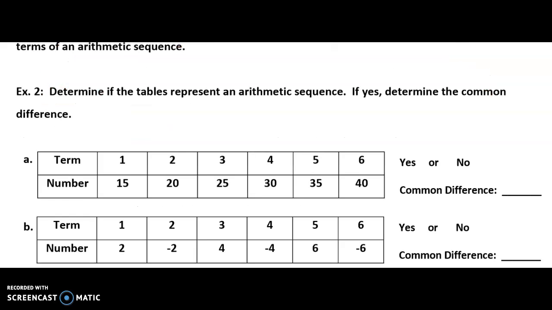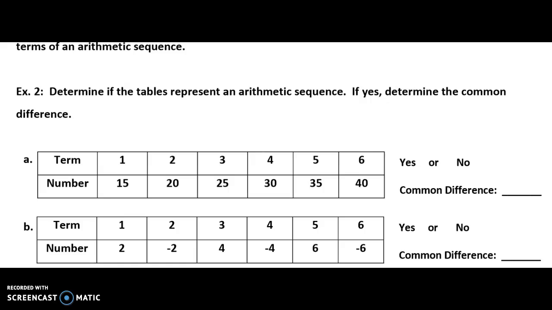In example 2, we're asked to determine if the table represents an arithmetic sequence. If yes, then we want to determine the common difference. So you see the top of the table tells us what term number we're at, and the actual value of a term is in the second row. So the first term is 15, the second term is 20, the third term is 25, and so on.